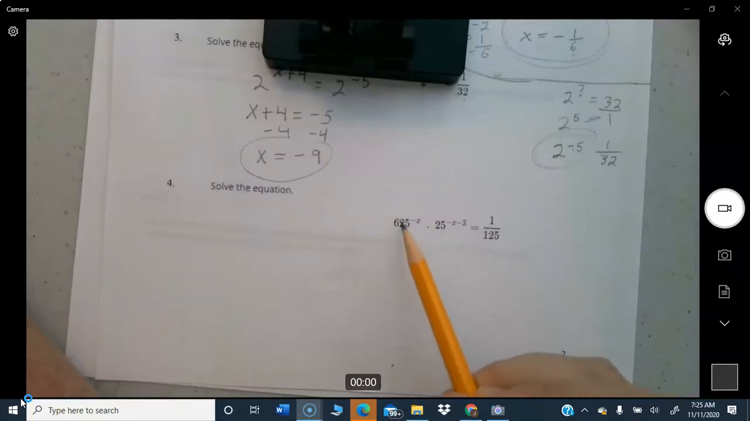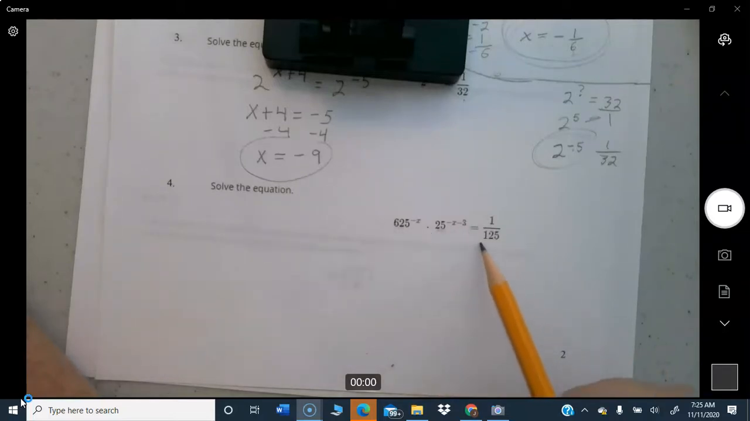25 does go into 625. If you square 25, you get 625. So 25 could be a common base for 625, but it can't be a common base for 125. 25 to the first power is 25. 25 to the second power is 625, so you skipped over 125. So what you're going to have to do, the obvious one, this one kind of jumps out at you, it's going to be 5. All right?